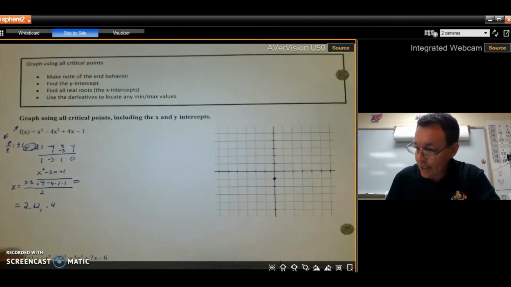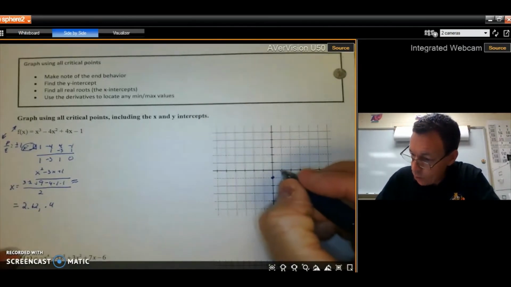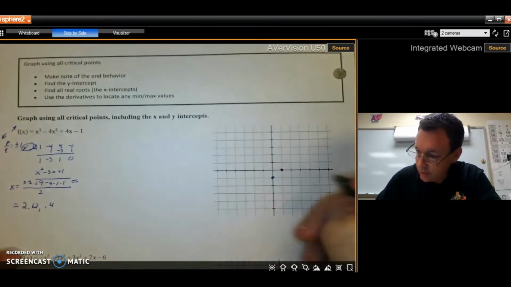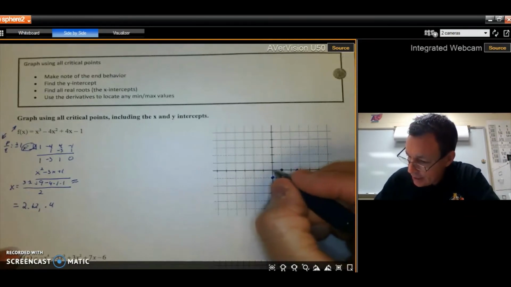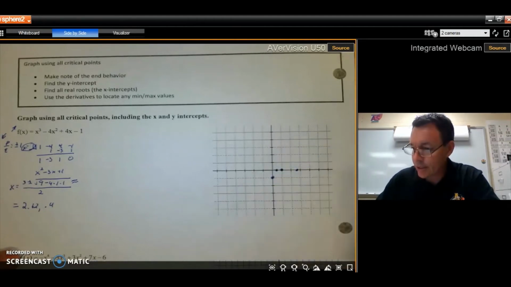So what do we have? We have x-intercepts at 1. That's the first one we found. At 2.6 approximately, and at 0.4. A little bit less than half. All right, so that's what we know.